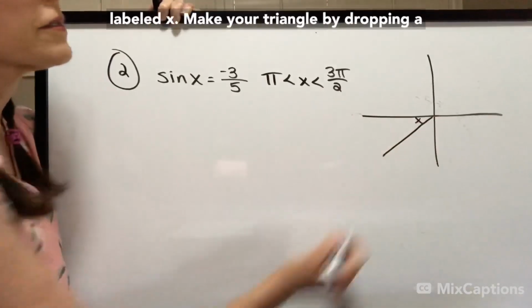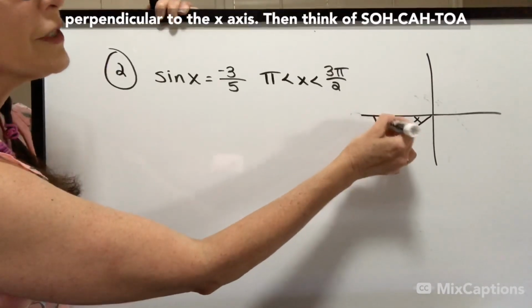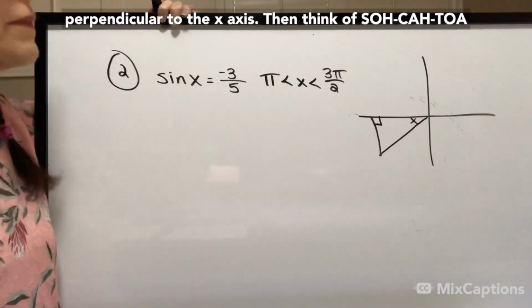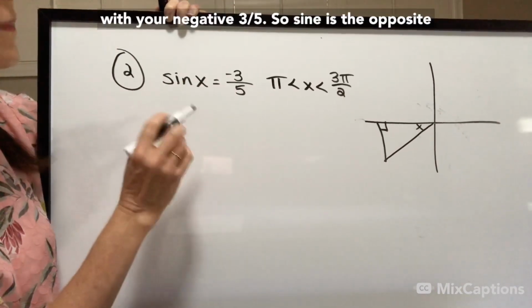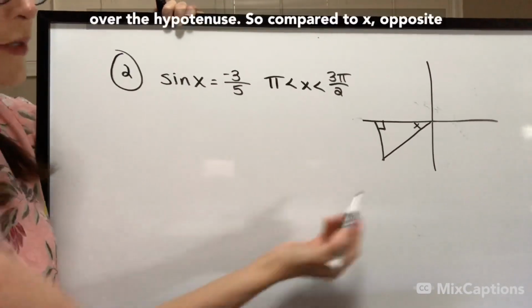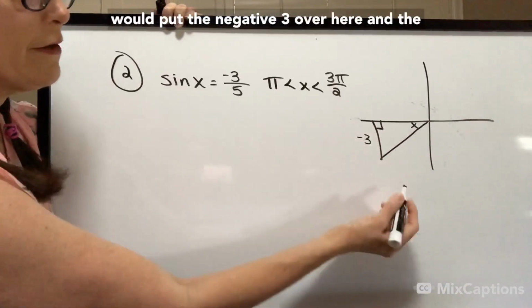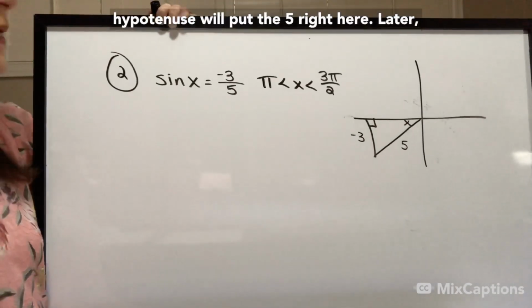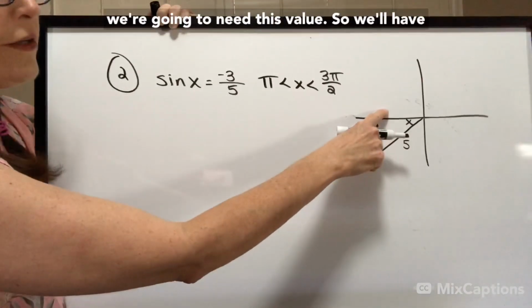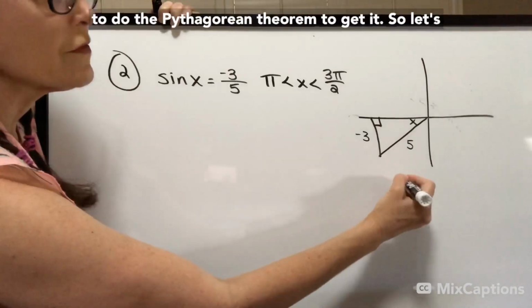That'll be labeled x. Make your triangle by dropping a perpendicular to the x-axis. Then think of SOHCAHTOA with your -3/5, so sine is the opposite over the hypotenuse. So compared to x, opposite would put the -3 over here, and the hypotenuse would put the 5 right here. Later, we're going to need this value, so we'll have to do the Pythagorean theorem to get it. So let's figure that out real quick.